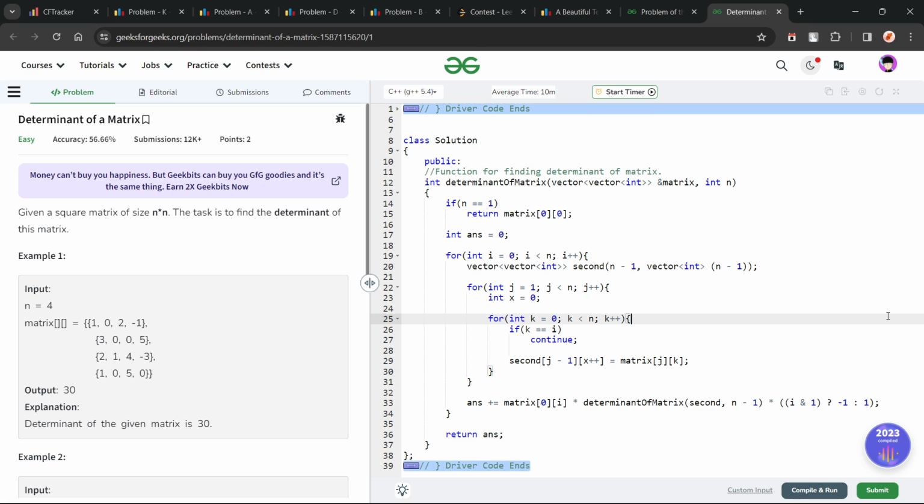So in this video, we are going to discuss Geeks problem of the day, and today's problem is determinant of a matrix, and it is an easy level problem.